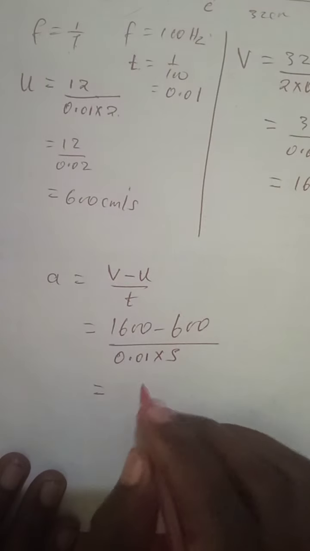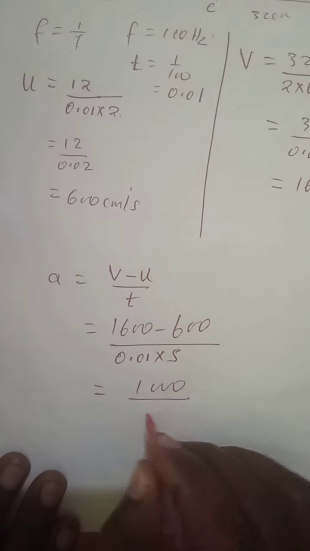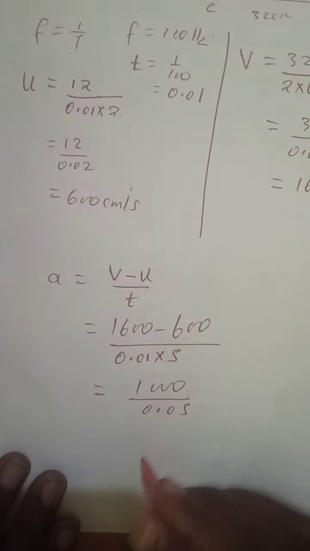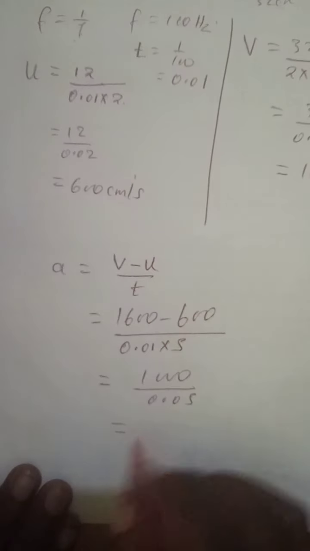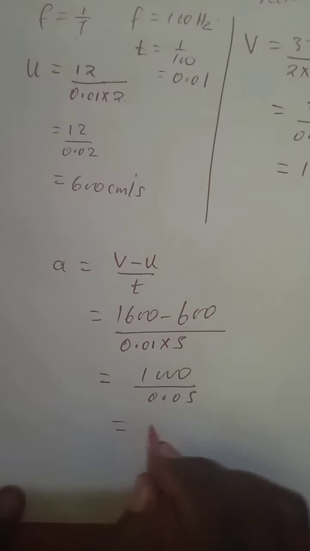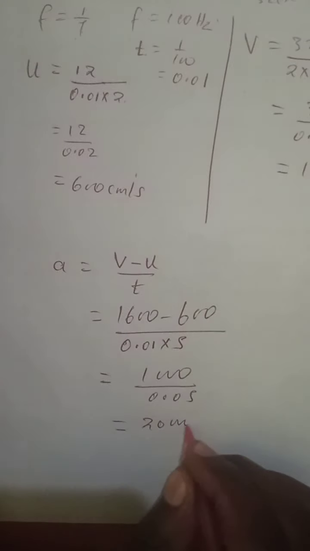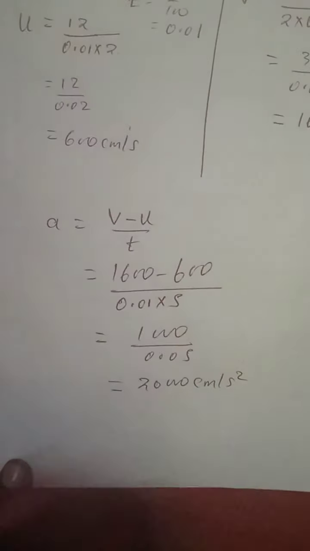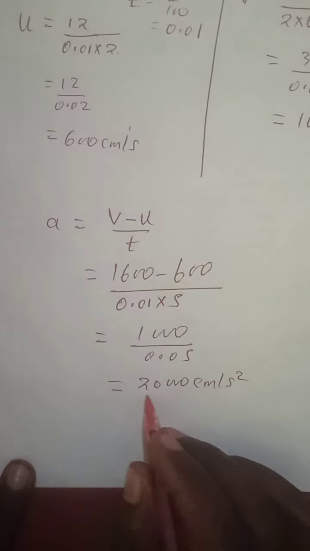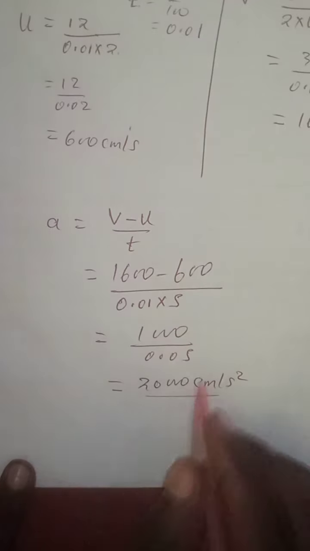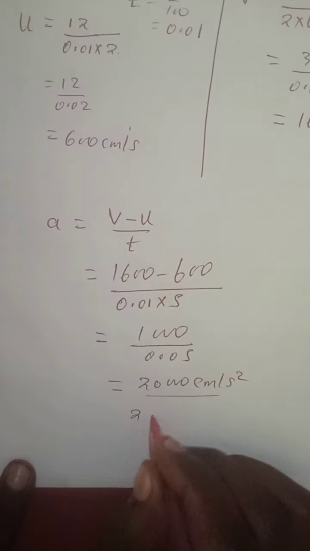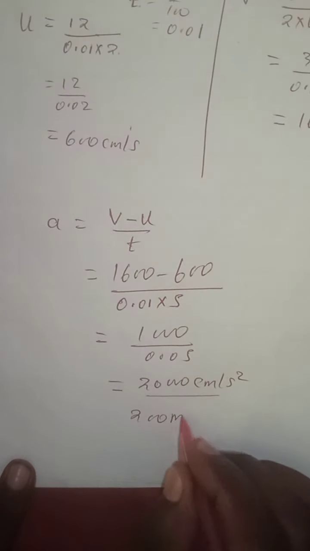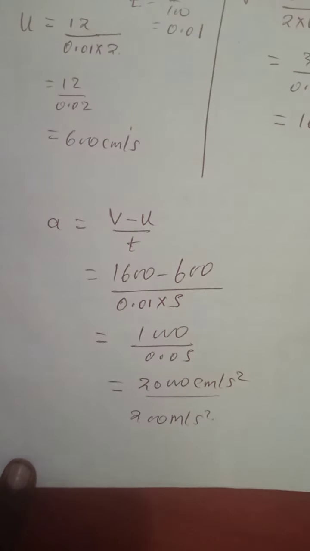That now gives you an answer of 1000 divided by 0.05. That leaves you with, from the calculator, 20,000 centimeters per square second. We can also convert it to meters per square second. Remember, for centimeters you simply divide by 100. That gives you 200 meters per square second. As simple as that.